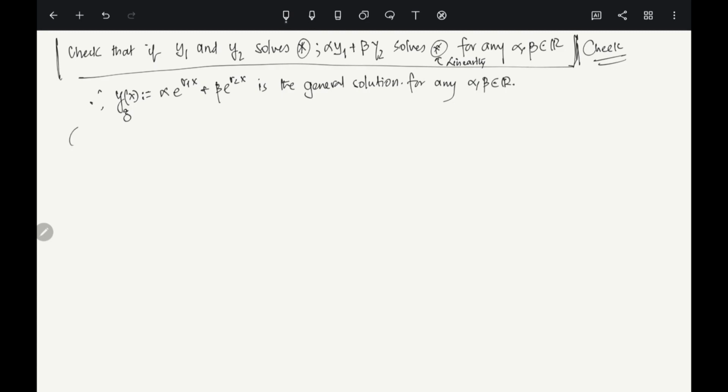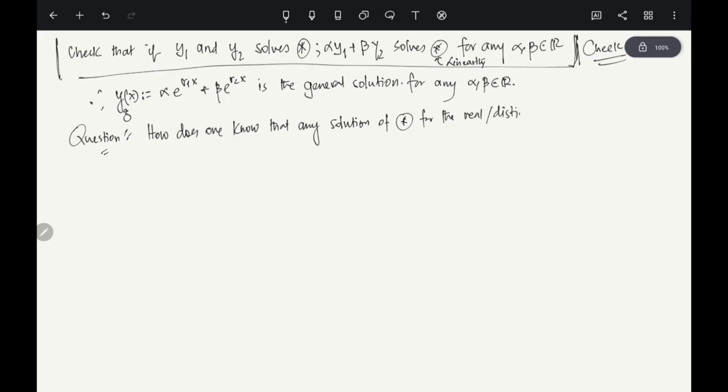Okay, now a big question, and this is very, very important. How does one know that any solution of star, at least for this case, let's say real distinct case, must look like this, must look like y_g? Okay, so what is the guarantee here? You do understand what I'm trying to say.